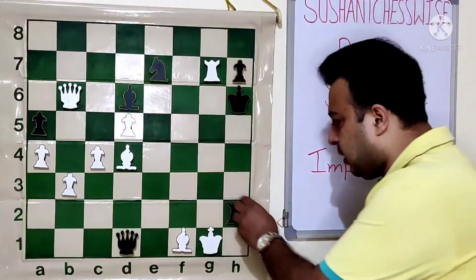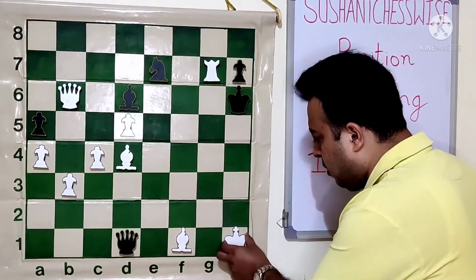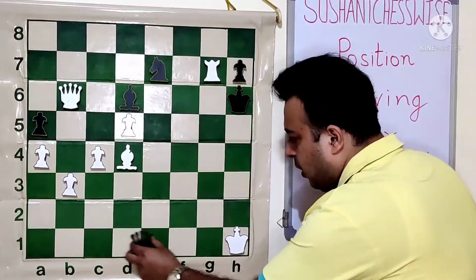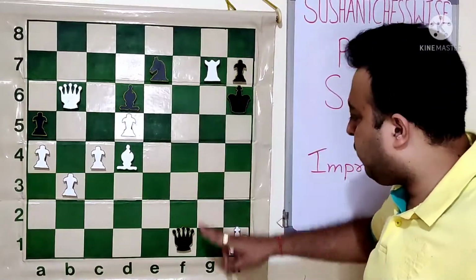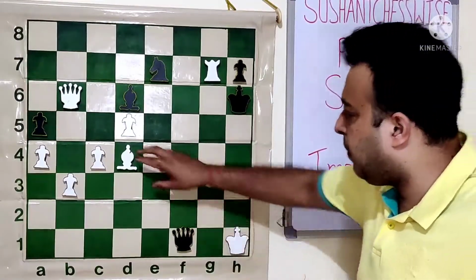Let's play the moves and see. Rook h1, king h1, queen f1 check. If king rook g1, then queen h3 mates.